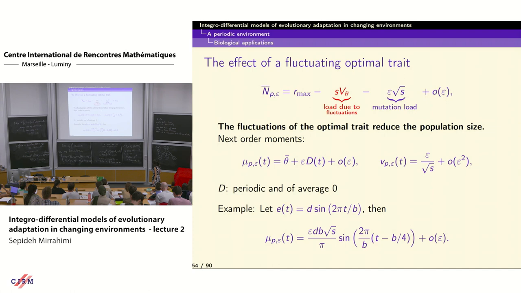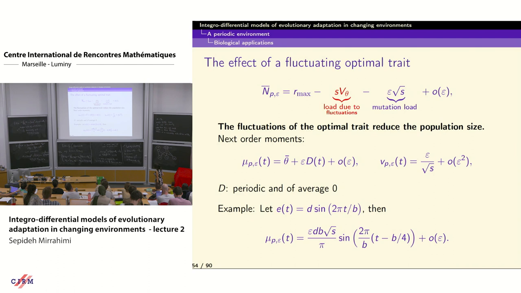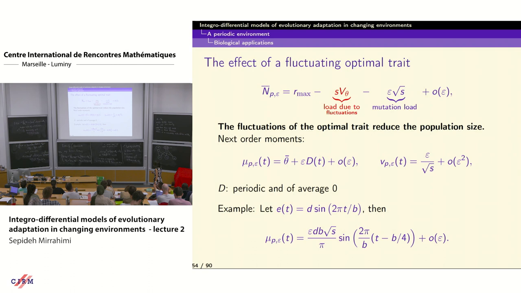We can also compute the mean phenotype and the phenotypic variance. In particular, the mean phenotype at the first order would be concentrated at the point theta bar, which is the average of theta. Okay, so this is this average. But then there are some fluctuations of order epsilon, which are periodic. And in the particular example where we take E of t to be a sinusoid function, then mu of epsilon would be given by this, where we see that we have the same frequency for the sinusoid function, but with a delay. So it again says that the population tries to go towards the optimal trait, but there's still a lag, there's a delay in that. And of course, with also a much smaller amplitude.